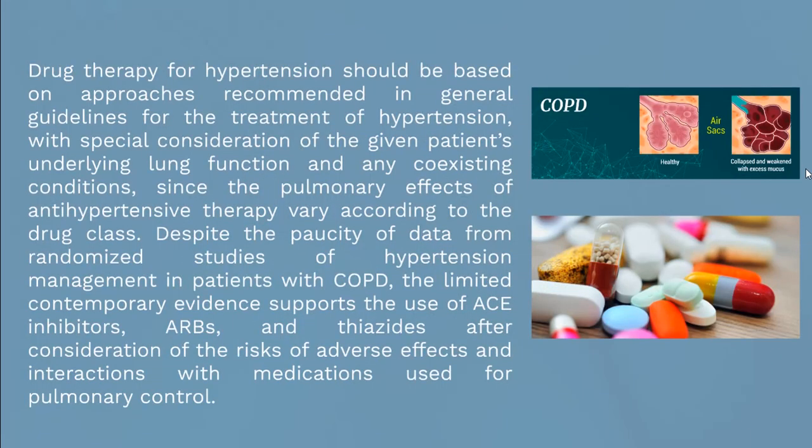Drug therapy for hypertension should be based on approaches recommended in general guidelines for the treatment of hypertension, with special consideration of the given patient's underlying lung function and any coexisting condition, since the pulmonary effects of antihypertensive therapy vary according to the drug class. Despite the paucity of data from randomized studies of hypertension management in patients with COPD, the limited contemporary evidence supports the use of ACE inhibitors, ARBs, and the thiazides after consideration of the risk of adverse effects and interactions with medication used for pulmonary control.